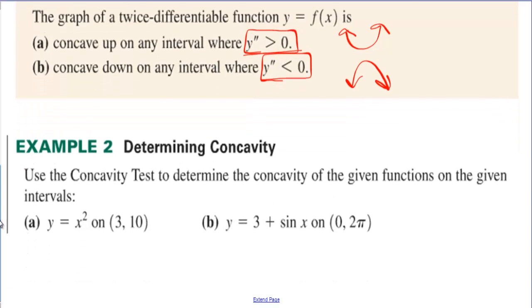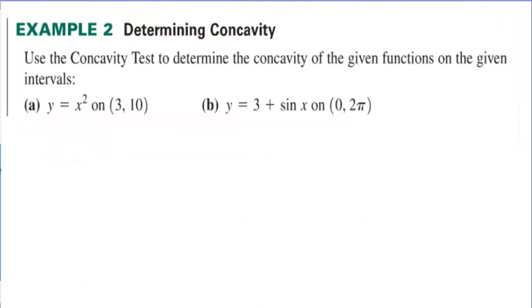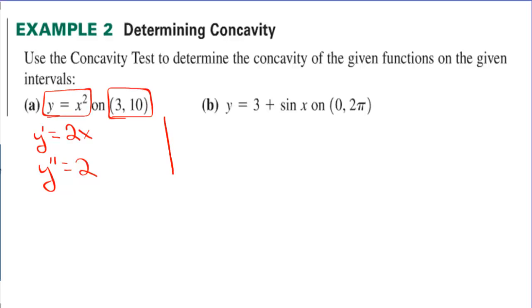Determining concavity. Use the concavity test to determine the concavity of the given functions on the given intervals. Y equals x squared on 3 to 10. The first derivative of x squared is 2x. The second derivative is 2, which is always positive. So I don't care if it's on 3 to 10 or 5 to 7 or -12 to 100, this graph is always concave up. Think about what this is: it's a parabola that opens up. So no matter where you are, this graph is concave up. It really doesn't matter in this case that it's from 3 to 10.